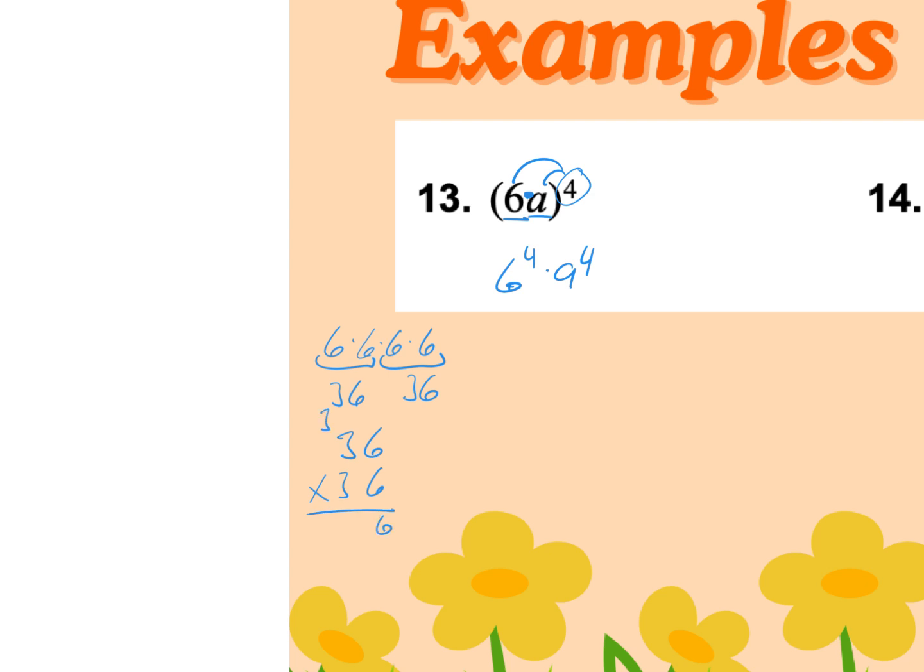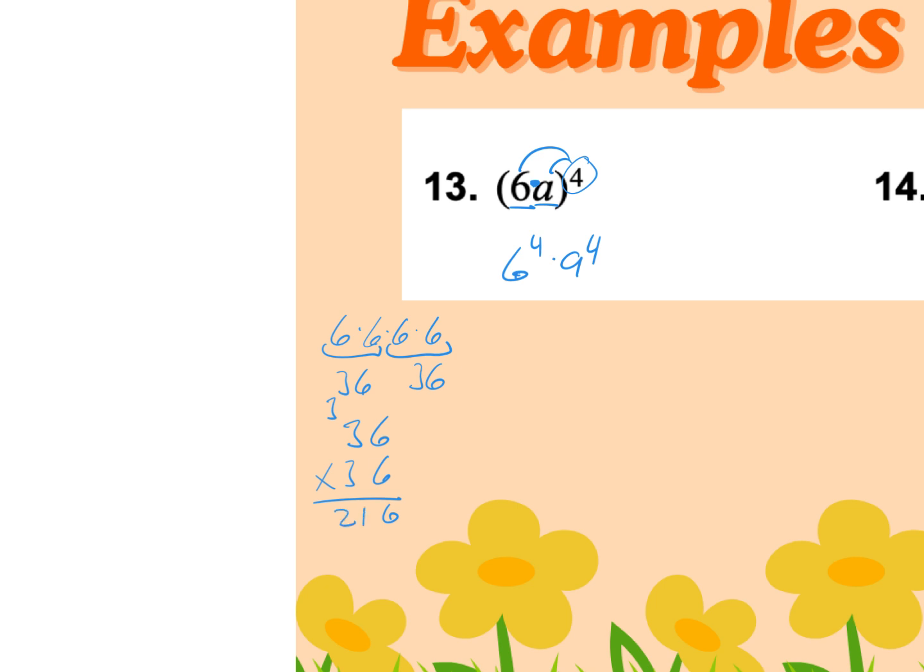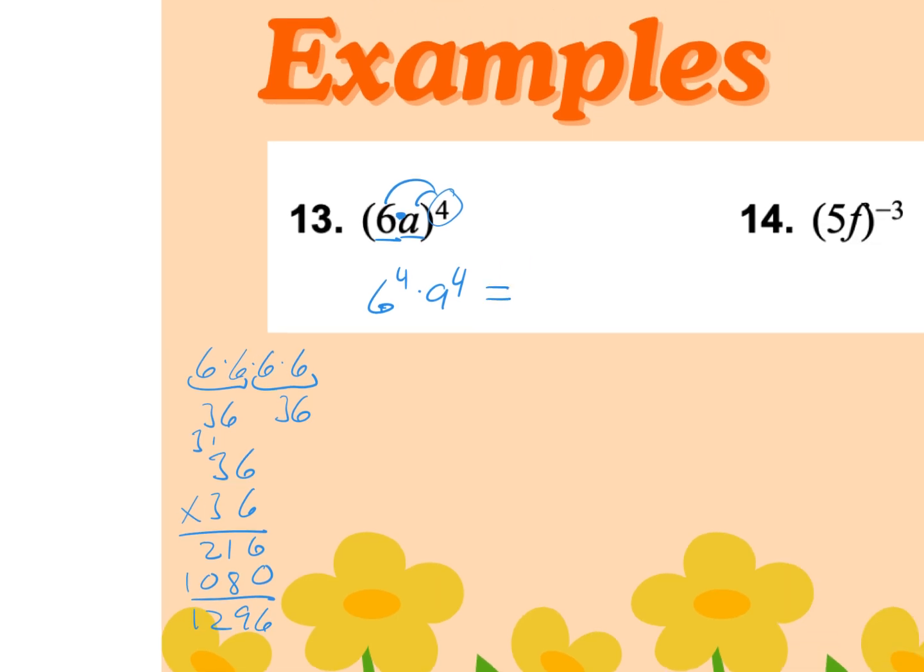All right, so looks like it's, what, 216? And then this is going to get us 1080, so 1,296. All right, so our final answer here is going to get us 1,296 a to the 4th.